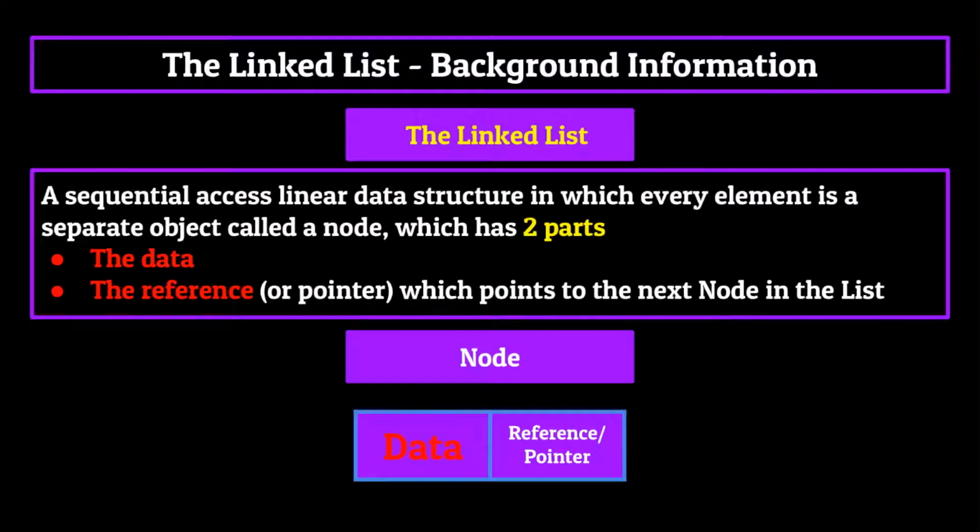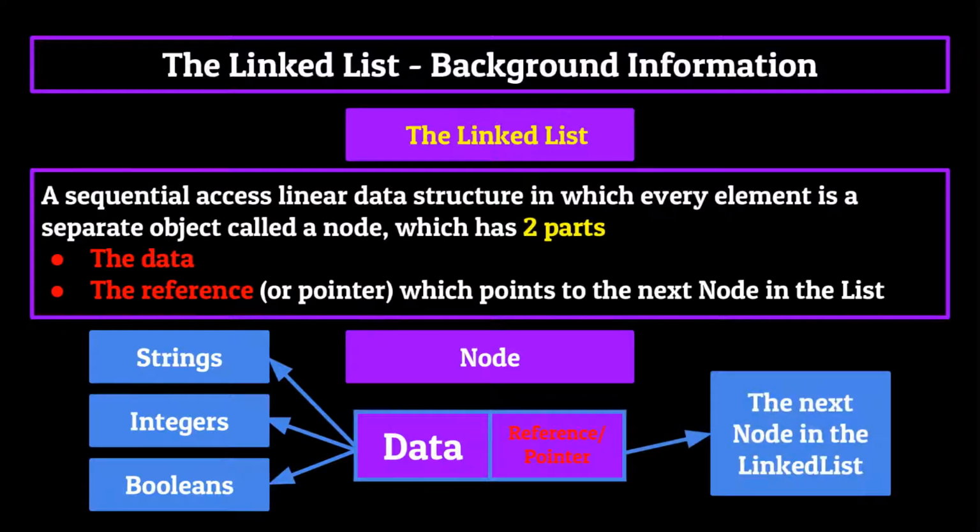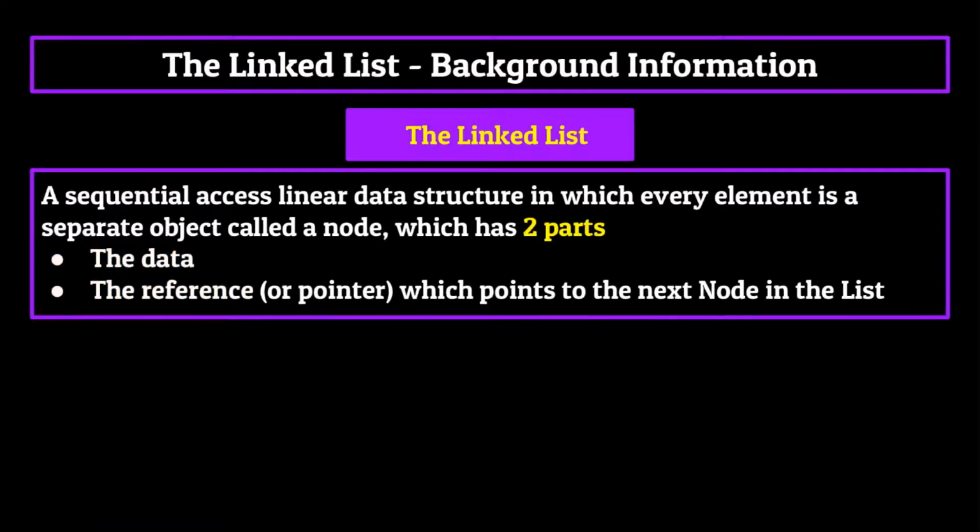The data is where the actual information for our element will be stored. This is where our strings or integers or Boolean values are kept. The other piece of the puzzle is the pointer. This reference points to where the next node in the linked list is stored in memory. This helps link all the nodes together in one long chain of information, kind of like a computer science conga line. So now you should be able to understand what a linked list is.